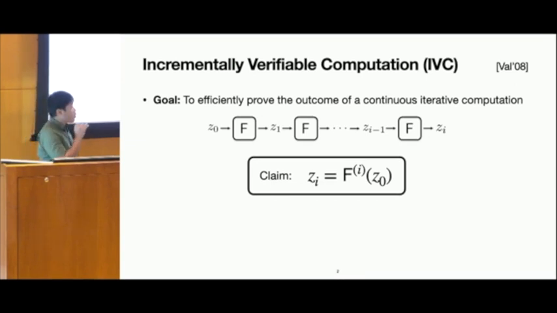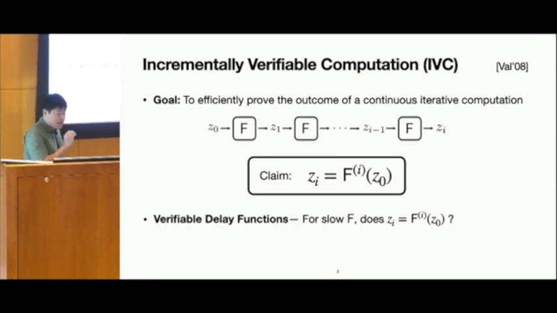Now, why would we care about efficiently proving claims of this form? Well, IVC schemes can be used to construct verifiable delay functions. So, for example, if f is a slow-to-compute function, and I efficiently prove to you that I performed f i times in succession, I've proven to you that I've taken some amount of guaranteed delay.